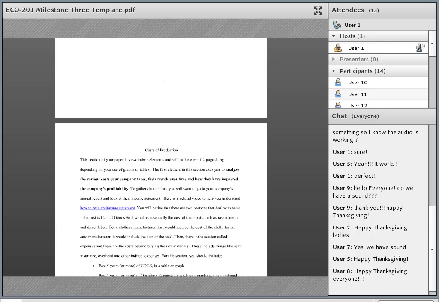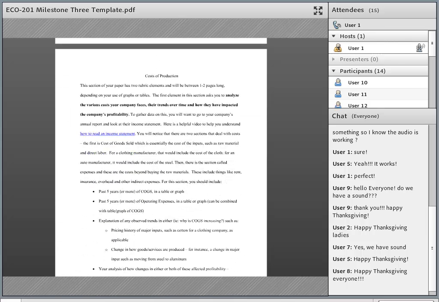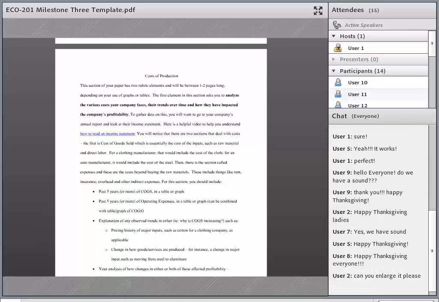But for this milestone, you do have to cover 3 sections. So these are the last 3 sections of your paper. The first section that you're going to cover is costs of production, and that has 2 critical elements in it. The second section is the overall market section, and that has 3 critical elements. And the last section is on your recommendations for the firm, and that has 3 critical elements as well.